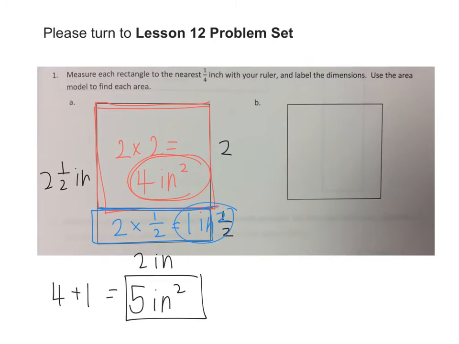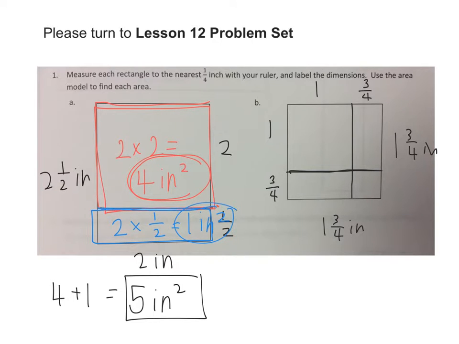Okay, so when we measured rectangle B, we found that the dimensions were 1 3/4 inches by 1 3/4 inches. Now, let's split that into an area model. What would be the whole number part of 1 3/4? 1. And what would be the fraction part? Okay. What about the other way? Same thing, right? We have 1 3/4.